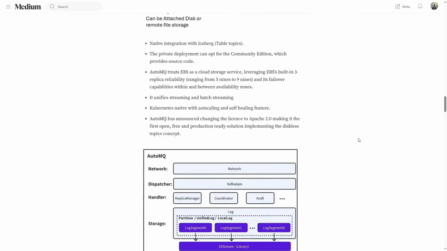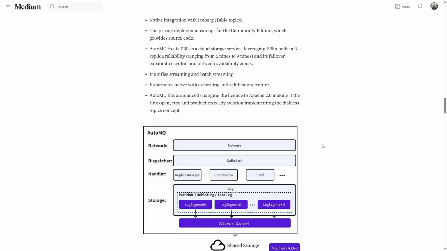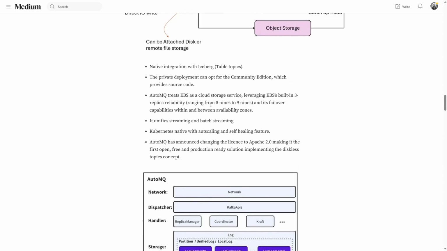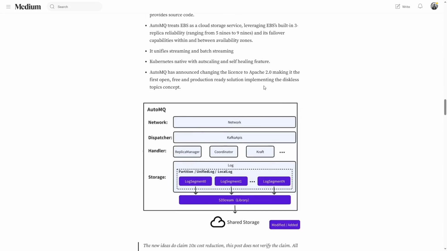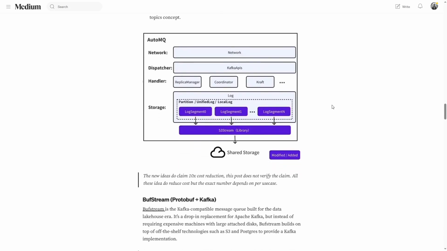AutoMQ has also announced that they are changing the license. Previously, it was a company offering it fully as a managed service. Now it has moved to the Apache 2.0 license, and it will be available for solution implementation. They also raised a request in the open source community to include their S3 stream capability, but I'm not sure whether that will be accepted soon, because Aiven's diskless topic is already present. Whatever happens, this company still offers these solutions, and it is open source. We can try it out ourselves as well.